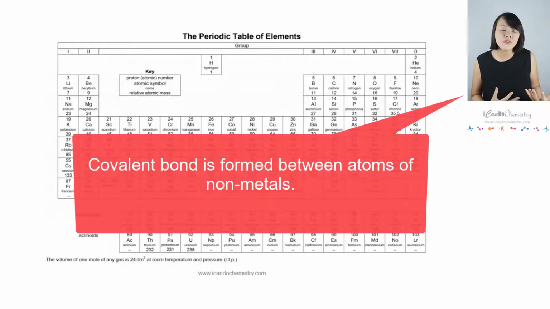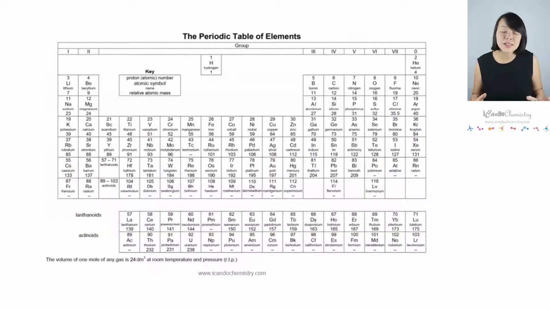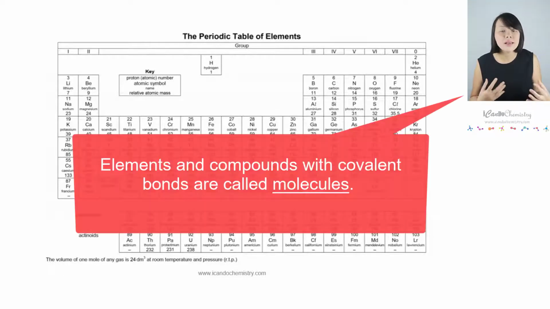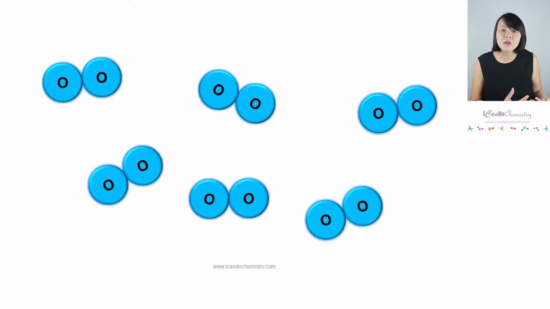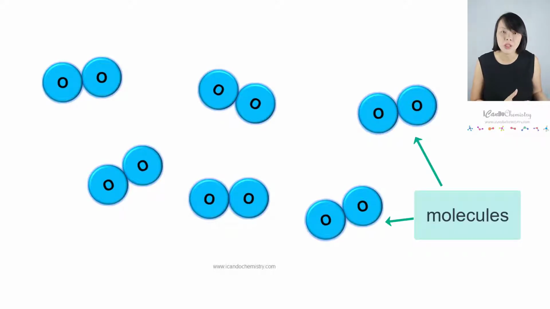Now as mentioned, covalent bonds are formed between atoms of non-metals. So these atoms come together to share electrons. Elements and compounds with covalent bonds are actually called molecules. So let's say we have this element, oxygen. Now the particles of oxygen, we call them molecules.